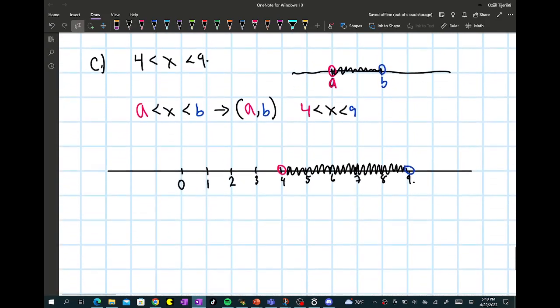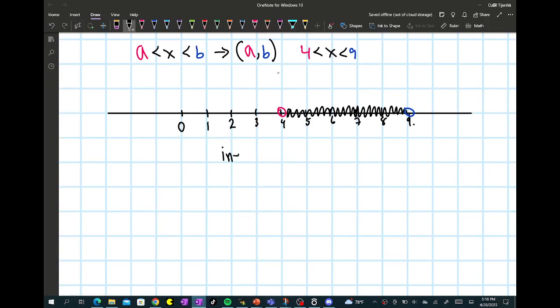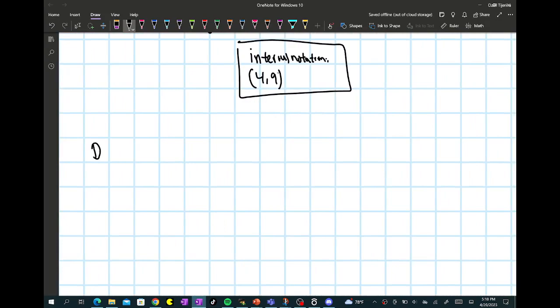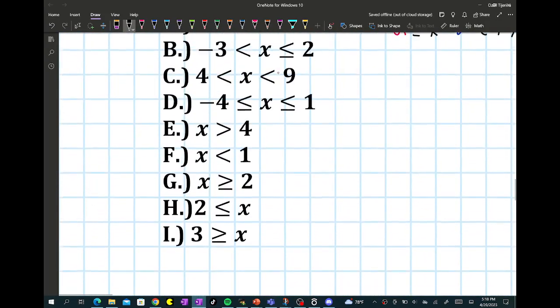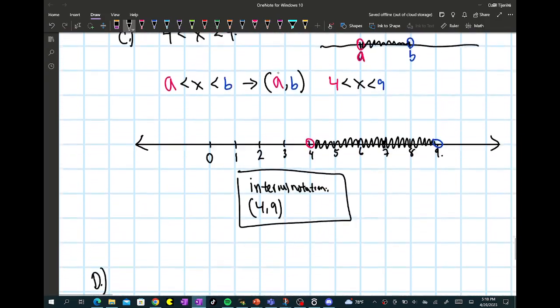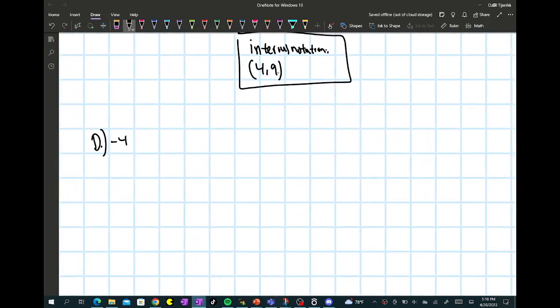And now again, in interval notation, you would say parentheses 4, 9, close parentheses. So this is our answer in interval notation, and this is how you would graph it, right? Okay. Now, let's do part D. So part D says -4 less than or equal to x less than or equal to 1. So we have -4 less than or equal to x less than or equal to 1.